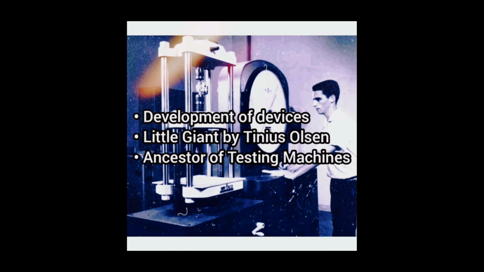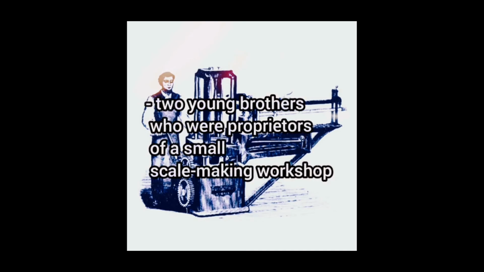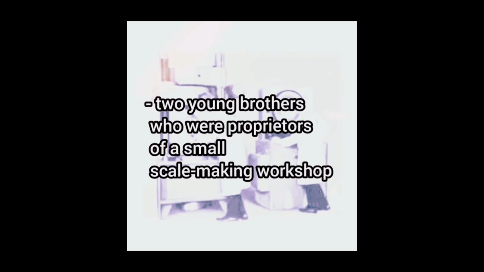This year Tinius Olsen Incorporated celebrates its 125th year of continuous operations. Olsen started attending Sunday Bible classes at the local Lutheran church, where he met the Relas, 2 young brothers who were proprietors of a small-scale making workshop. The brothers asked him to produce engineering drawings for such an instrument, and in his spare time Olsen designed and drew precise plans for the first boilerplate tensile testing machine, with a capacity of 40,000 lbf.